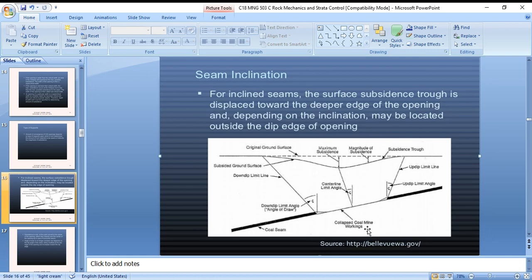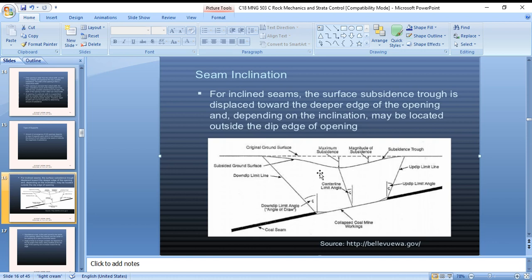So here is the collapsed coal mine working. The dip limit angle of draw, coal seam, and centralized limit angle. This is the centralized limit angle. So the upper limit of angle, subsidence trough, magnitude of subsidence, the maximum subsidence can be found out here.